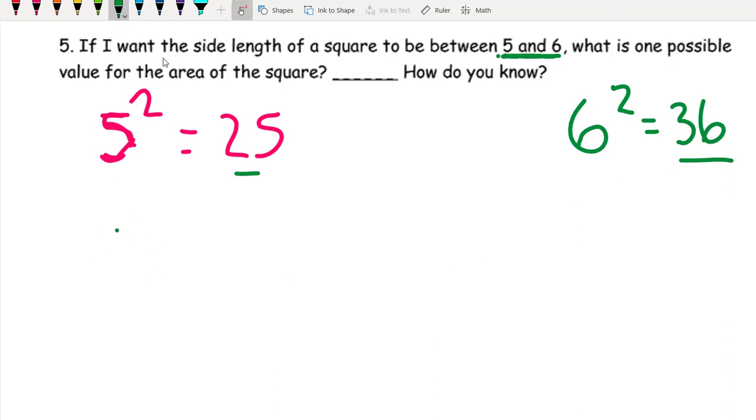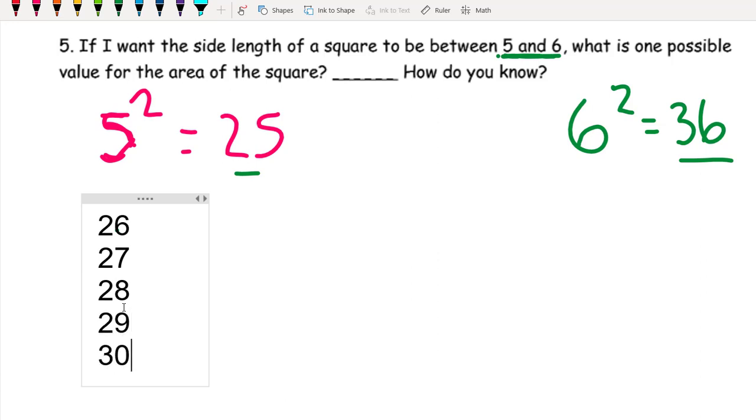So numbers that would work would be 26, etc. I think you get the idea there. Any number between 25 and 36, including 25 and a half. We could also have the area be a fraction or a decimal, or a rational number.